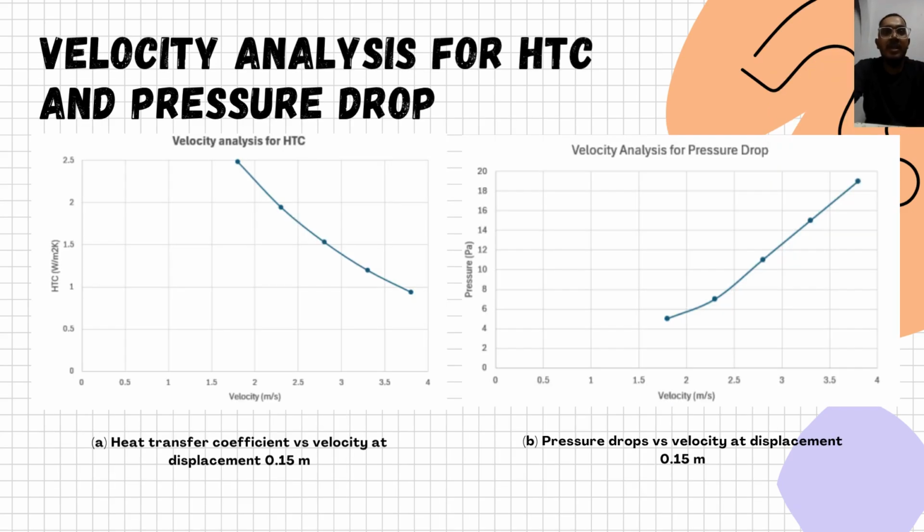Next, velocity analysis for HTC and pressure drop. Here, we analyze the effect of velocity on heat transfer coefficient and pressure drop. From the graph, we can see that as velocity increases, the HTC decreases, while the pressure drop increases. This trade-off is crucial in selecting the optimal velocity for efficiency in heat exchangers.